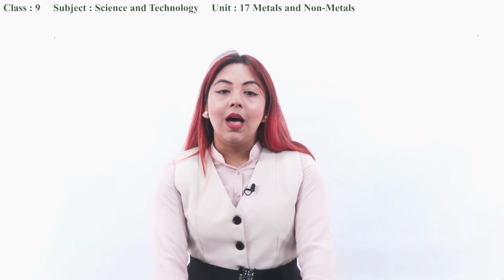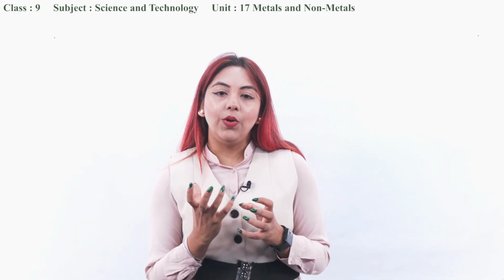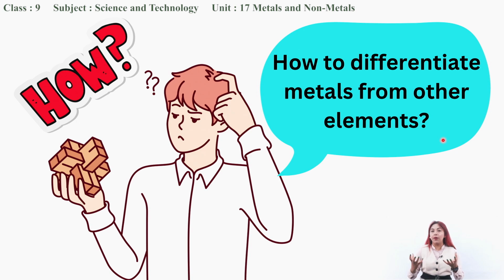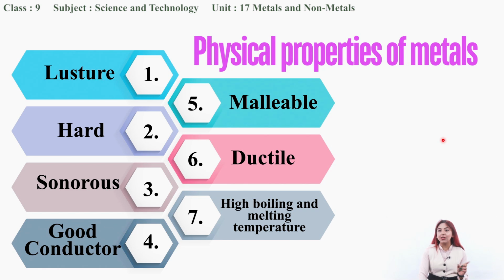Now, you must be wondering how we can differentiate metals from other elements, the non-metals and the metalloids. So how can we differentiate if a certain element is a metal or not? There are certain properties of metals that you must keep in mind so that you can distinguish if that element is a metal or not. So this is the basic list of the physical properties of metals which can be used to determine if the element we are trying to identify is a metal or not.